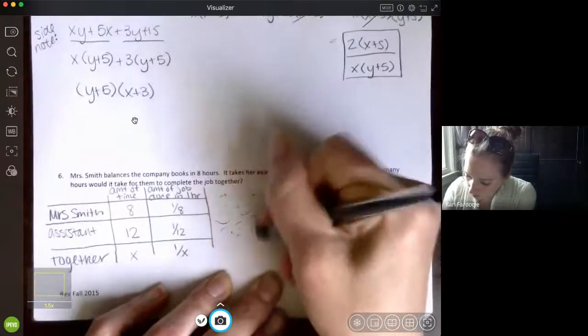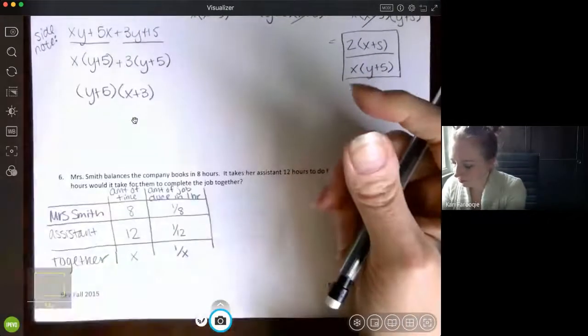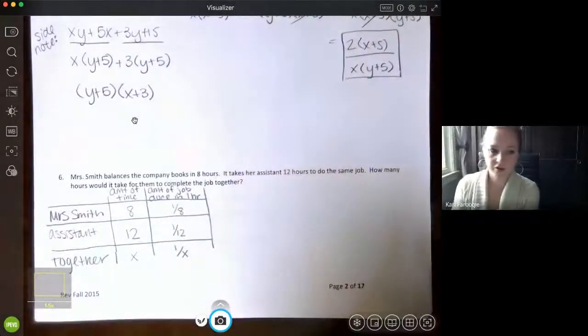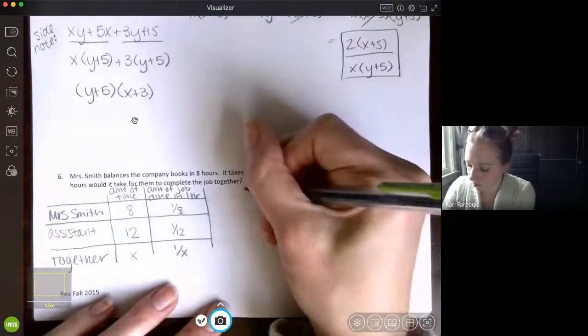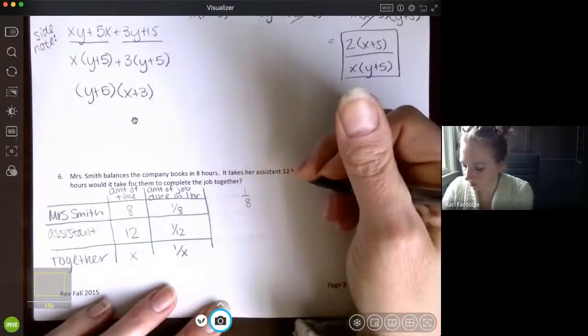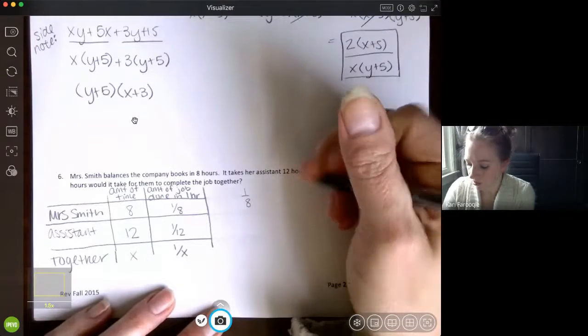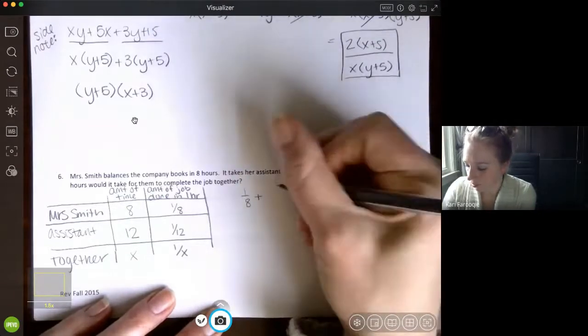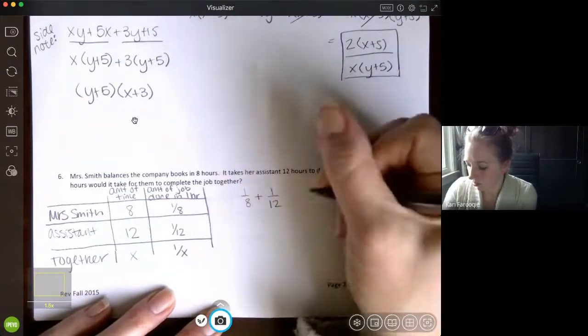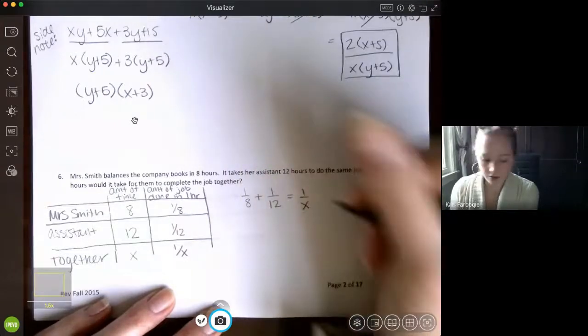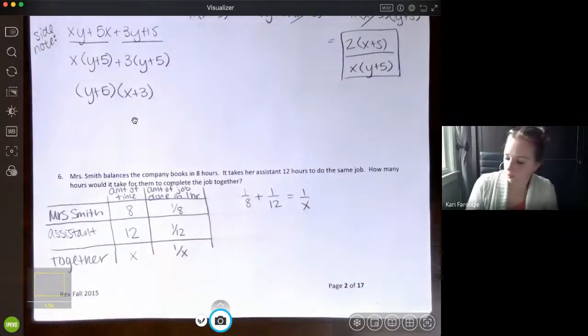Let's go ahead and set up our equation. To solve for X, we're going to use the fact that Mrs. Smith will do 1/8 of the job in 1 hour, plus the 1/12 that the assistant will do in 1 hour is going to be equal to 1/x.